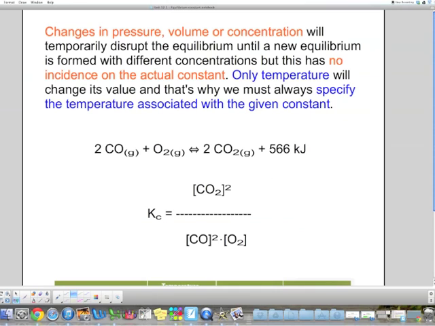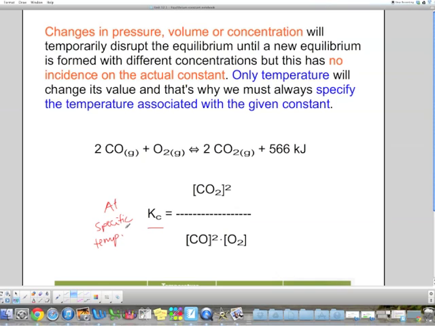Okay, now we know that a change in pressure, volume, concentration, whatever, will affect an equilibrium. But that constant here will never change unless the temperature changes. So this constant is for a specific temperature. So every time a constant is given to you, it'll be given to you at a specific temperature.